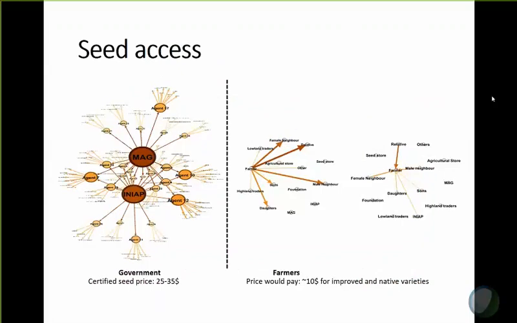For the main sources for them to exchange the seed, I have taken two cases to present to you. The first one is the government, and the second one is the farmers. From the government, we can see that there are two important seed sources, the Ministry of Agriculture and the National Agricultural Research Center, who deliver the seed to extension agents. These extension agents then deliver the seed to farmer associations.